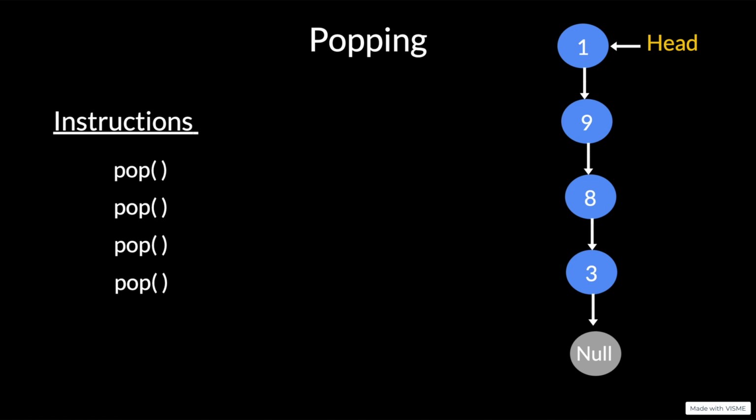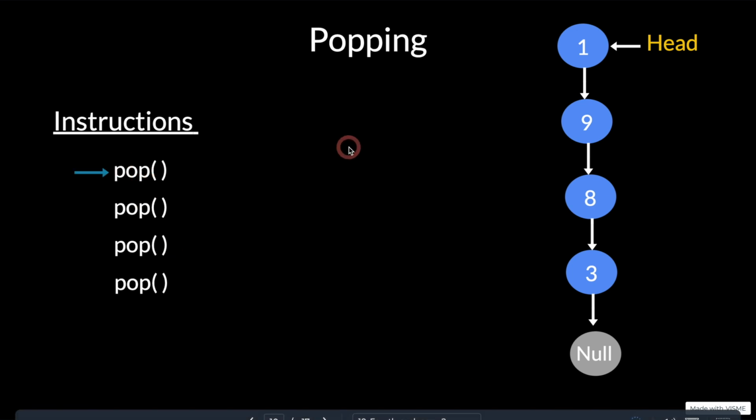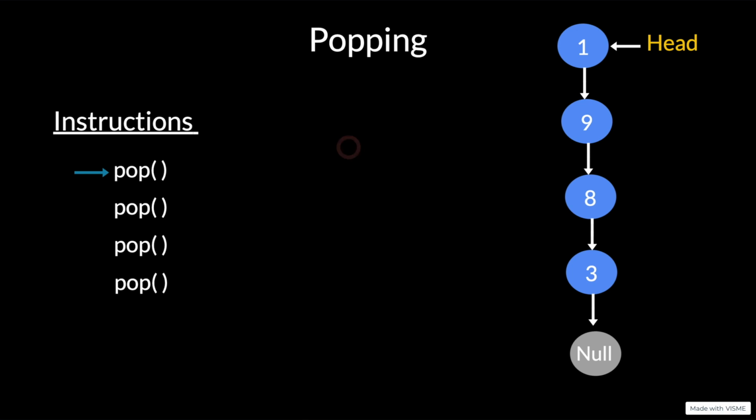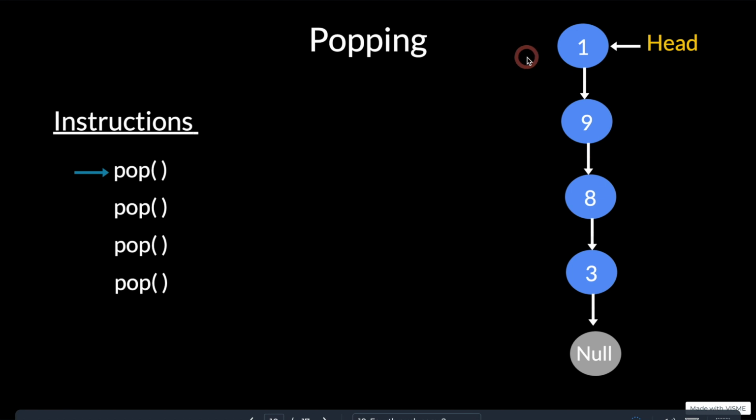Now that we've seen how you can push a new element into the stack, let's take a look at how you can pop an element out of the stack. This means how you can remove an element from the stack. So let's take a look at the first pop instruction here. Whenever you want to pop an element from the stack when using a linked list, first you have to set the head node to null and set the head pointer to the next node. So like this.